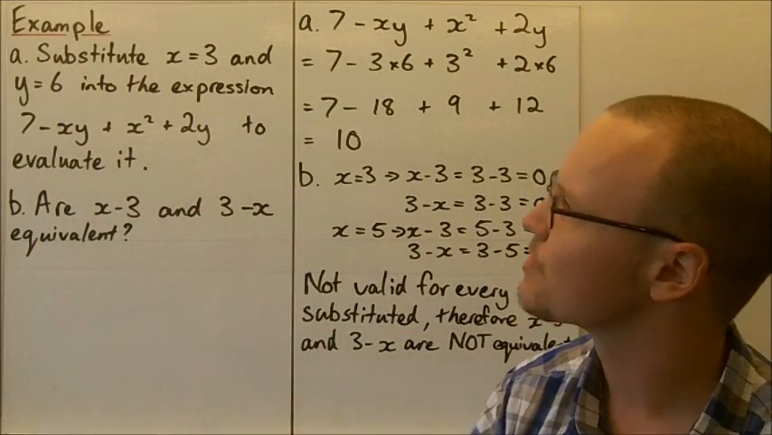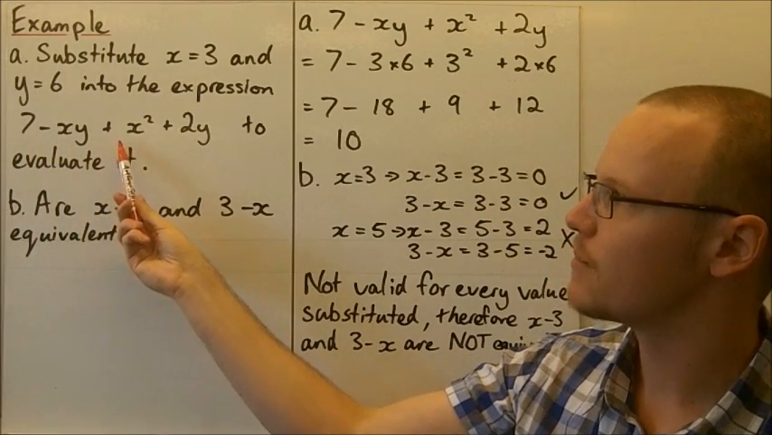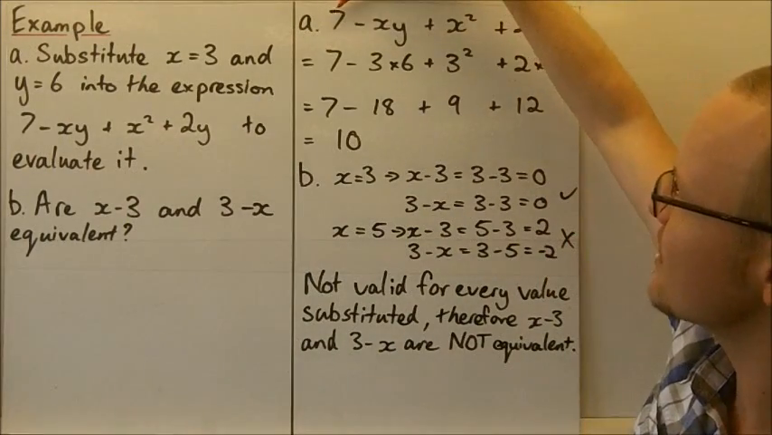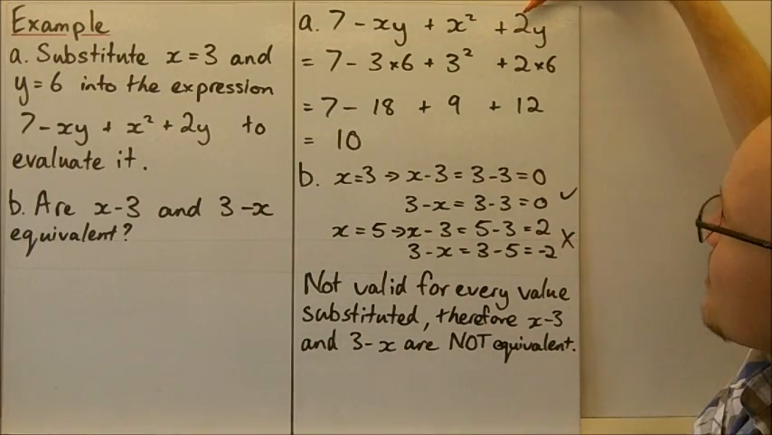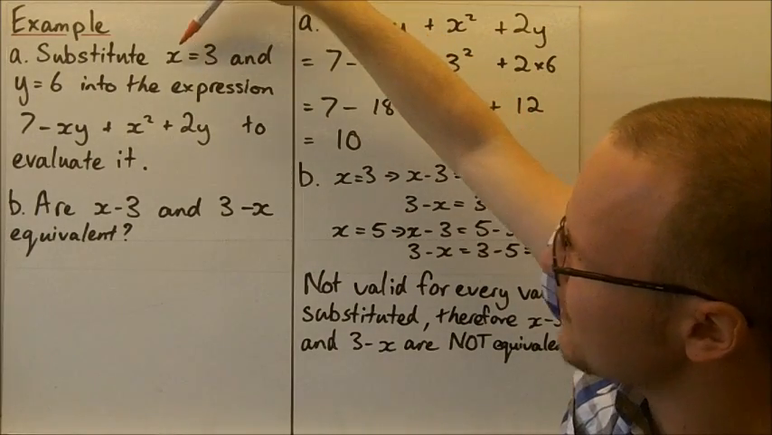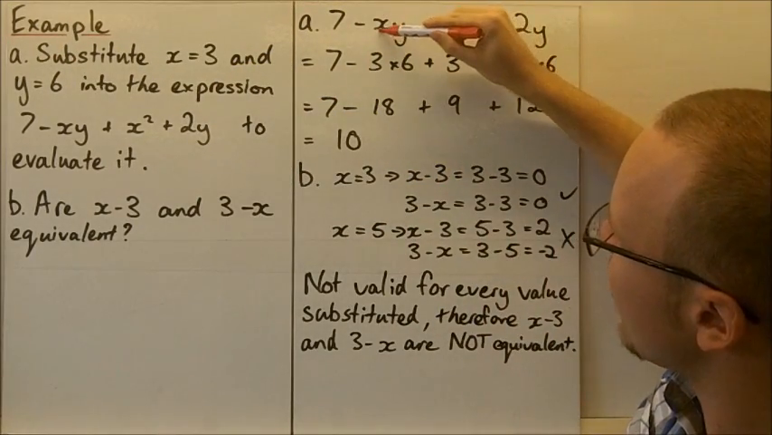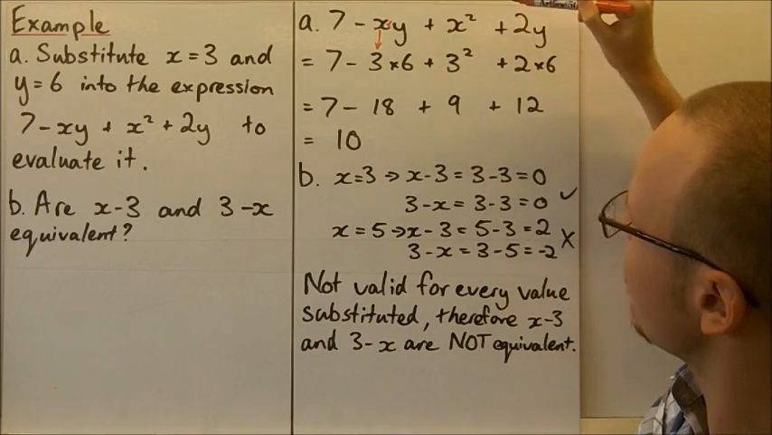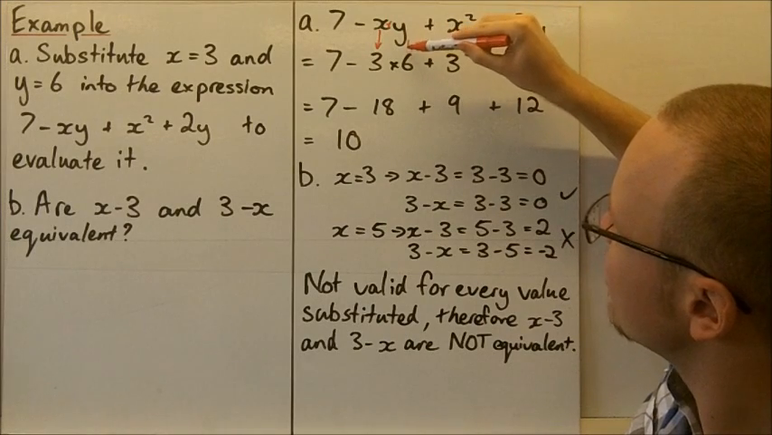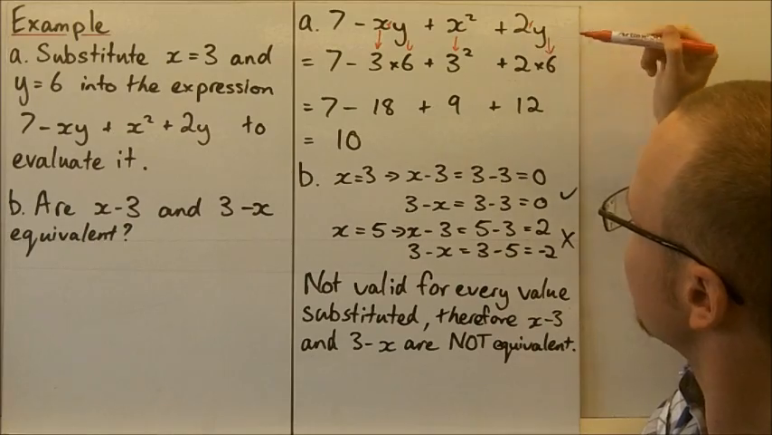So substitute x equals 3 and y equals 6 into the expression 7 minus xy plus x squared plus 2y to evaluate it. So if we write down the expression here, 7 minus xy plus x squared plus 2y, we're substituting in 3 for x and 6 for y. So every time we see an x, we put a 3. Now these are going to have a multiplier next to them or in between them, and so are these. So every time we see a y, we put our 6. Every time we see an x, 3, and our y, we put a 6.